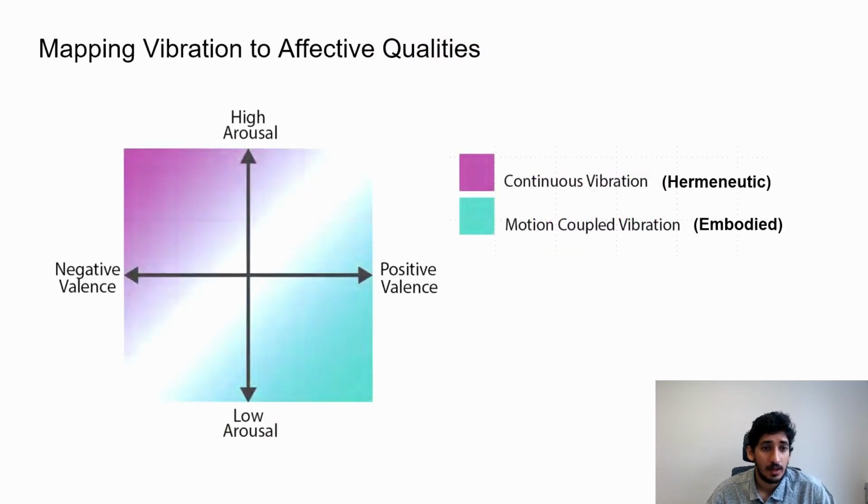Without knowing that they are designing in the affective space, participants were able to span the entire affective space. To indicate high arousal and negative valence, participants designed symbols using continuous vibration. Moreover, continuous vibration was also associated with emotional qualities which have negative valence and high arousal. On the other hand, for positive valence and low arousal, participants designed symbols using motion coupled vibration, which also translated to the qualities being conveyed by motion coupled vibrations being those of positive valence and low arousal.